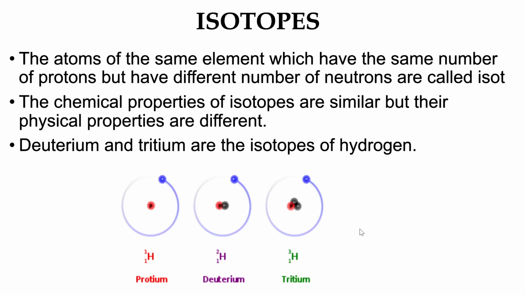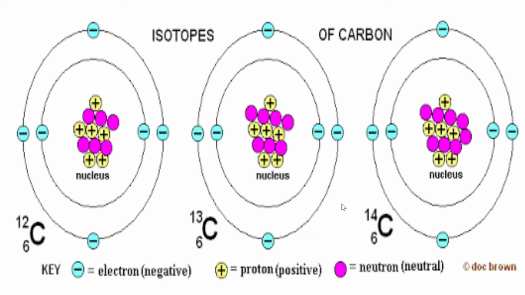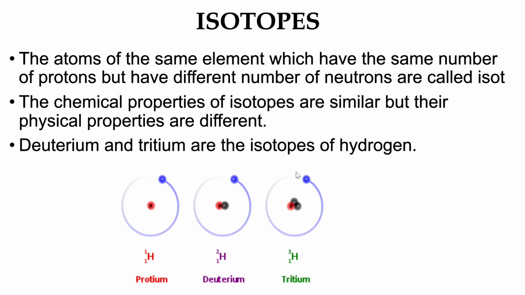Coming to isotopes, the atoms of the same element which have the same number of protons but have different numbers of neutrons are called isotopes. The chemical properties of isotopes are similar, but their physical properties are different. Deuterium and tritium are the isotopes of hydrogen.